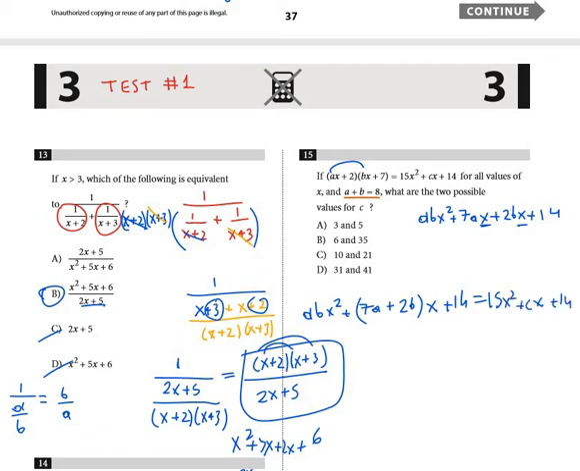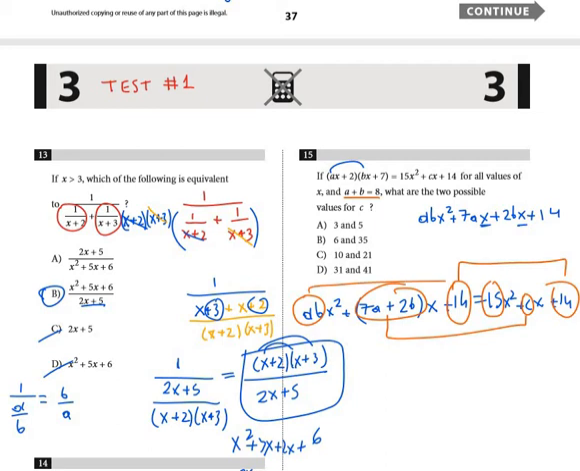Now we can match each part. This is the c terms, they are equal. This is the x terms, this is equal to this, and this is the x squared terms, this is this. So from here we can see that a times b is equal to 15, and we also can see that 7a plus 2b is equal to c.